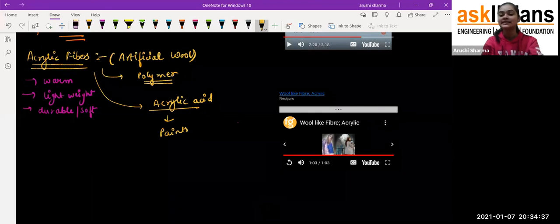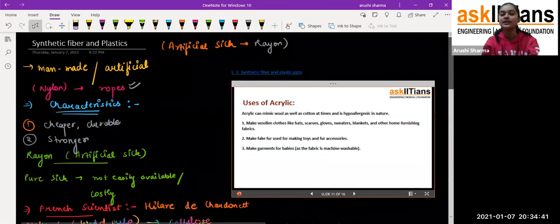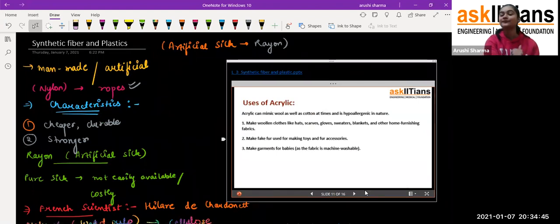Okay, so these are the fibers which are included in your syllabus. Rayon, which is the artificial silk. And if we talk about artificial wool, it is acrylic fiber.